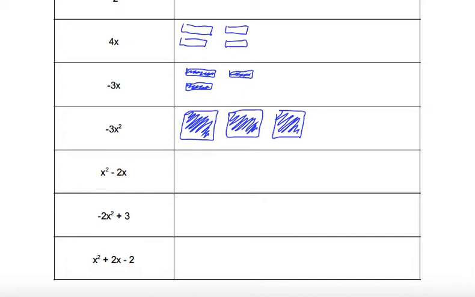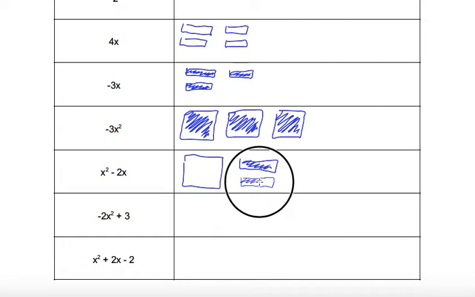We can also use algebra tiles to represent expressions, using one or more terms separated by addition or subtraction signs. So if I have x squared, I have a large square. It's positive, so I don't need to shade it in. And I have -2x, so I have 2 rectangles that are shaded in to represent that they are negatives. So x squared, take away 2x.